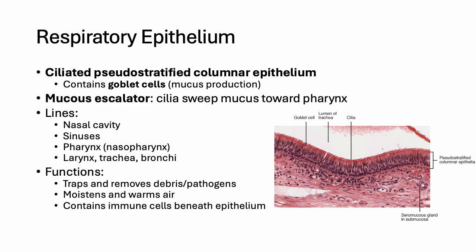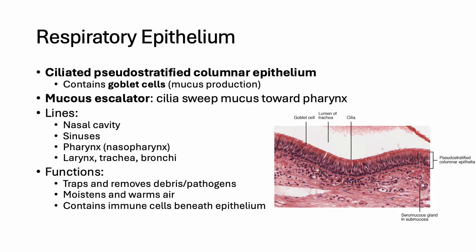Two key features of the epithelium are the goblet cells, which produce mucus, a sticky secretion that traps dust, allergens, bacteria, and other foreign particles, and cilia, which are hair-like projections that beat rhythmically to move the mucus upwards to the throat, a process known as the mucus escalator. This mechanism is crucial for respiratory hygiene. It constantly clears the airway of debris and pathogens by sweeping them towards the pharynx, where the mucus can be swallowed into the stomach and neutralized by stomach acid.